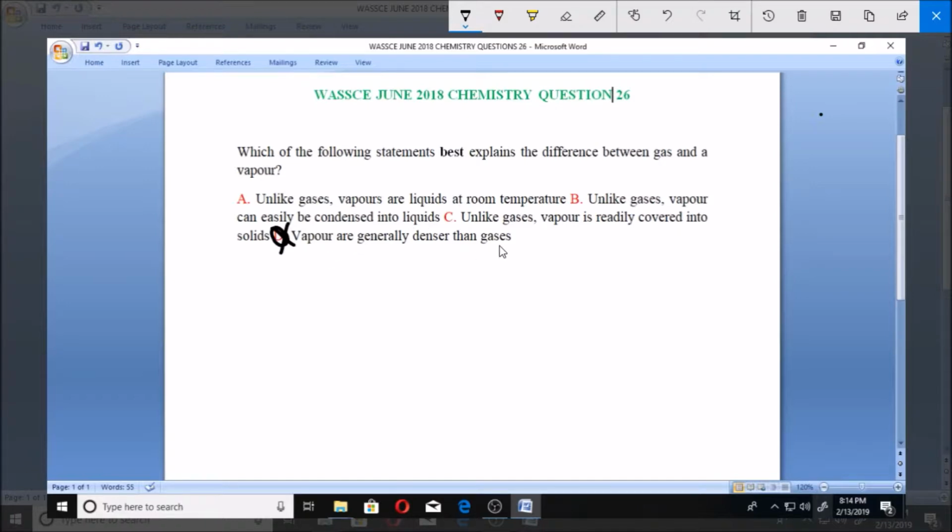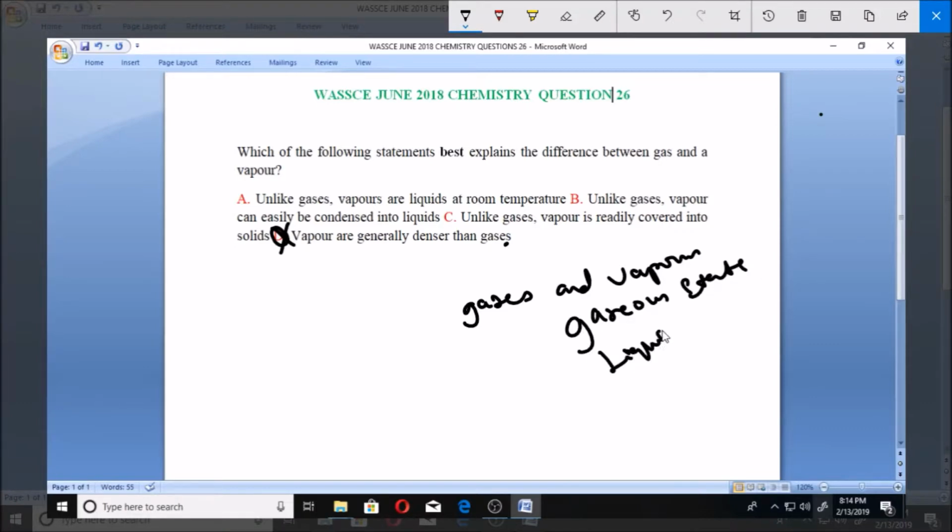It actually depends. Some gases have high density, so both of them are actually in gaseous form. Both gases and vapors are classified under the gaseous state of matter, and we also have the liquid state and we have the solid state of matter. But vapor and gases are classified under the same state. So now let's look at other options.